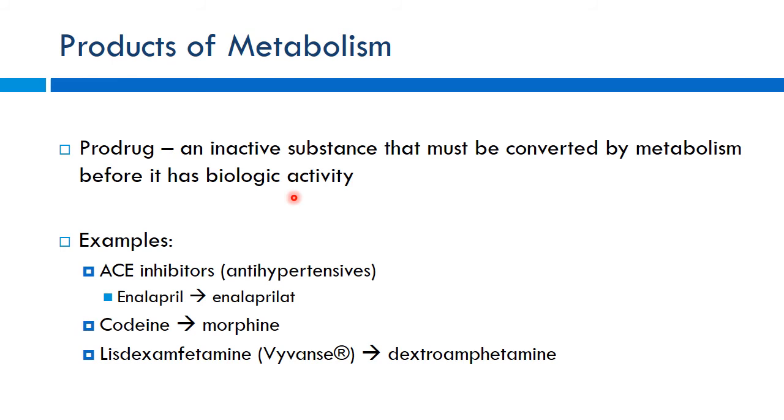In order to prevent people from snorting it to get a high, they make it so that the drug is inactive and it has to be absorbed through the GI tract and go through the liver before it becomes active. There's other drugs that do that as well. I'm trying to think of any good examples of that. No, nothing's coming to mind.